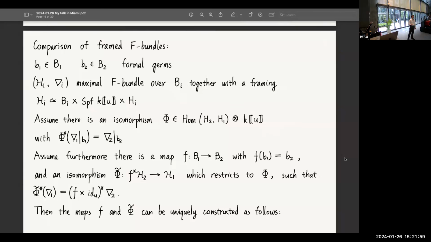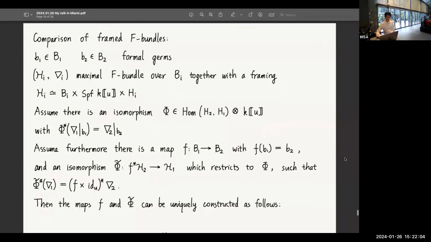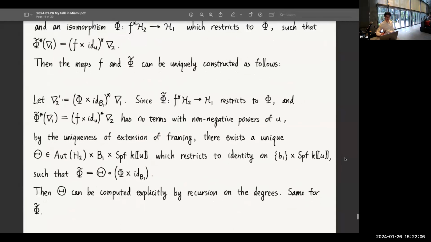Then this map F and this gauge equivalence phi tilde can be uniquely constructed as follows. We just let nabla 2 prime be the pullback of nabla 1, because we already know what to do at this limiting point. Then we don't know how to extend it yet, and we first do the most naive thing, just extend by identity. And we get nabla 2 prime.